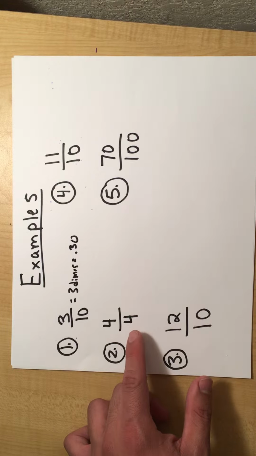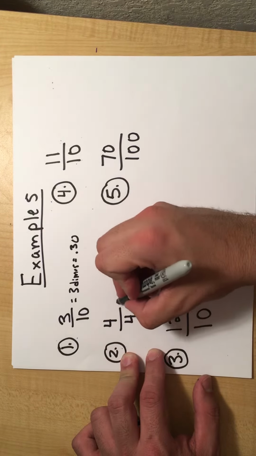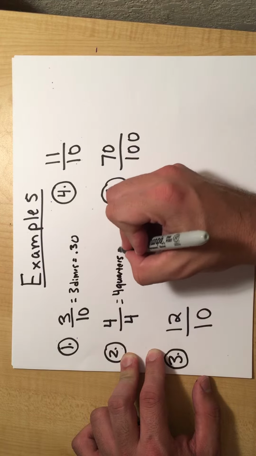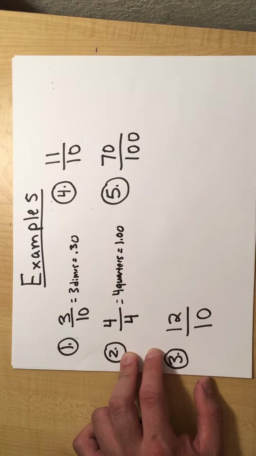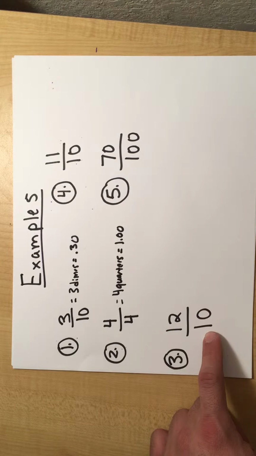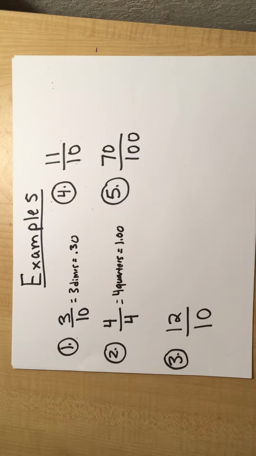Okay, so in this next one, we have 4 over 4. The denominator is 4, so we think of quarters. And 4 quarters are equivalent to how much money? Well, we can exchange 4 quarters for $1, right? So this is equal to $1. And then we have 12 over 10. Our denominator is 10, so we think of dimes.